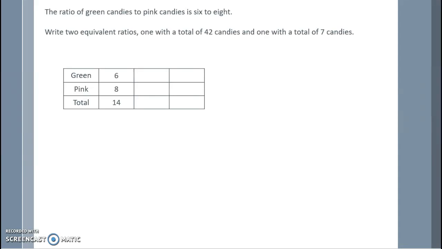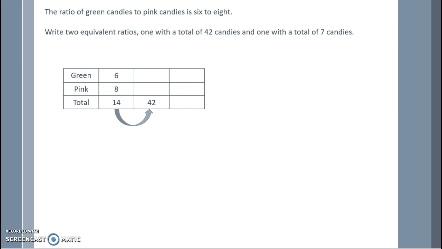The ratio of green candies to pink candies is 6 to 8. Write two equivalent ratios, one with a total of 42 candies and one with a total of 7 candies. I know that there are 6 green to 8 pink for a total of 14. We're particularly interested right now in 42 candies for a total.